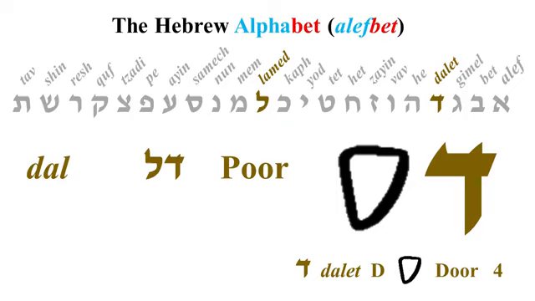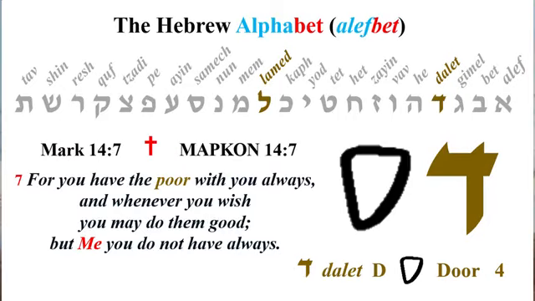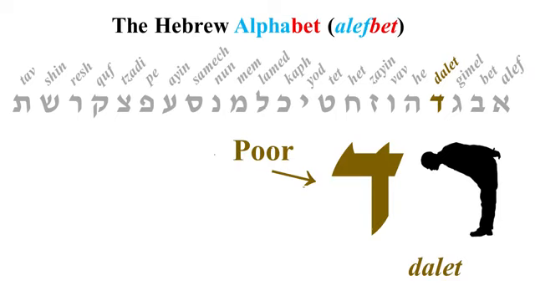Very nice. And while we're on the dalet here, the word dal in Hebrew is poor. Okay, it's a dalet lamed. Mark 14:7 in the Brit Hadashah, New Testament says, for you have the poor with you always. Okay, there's the word poor. All right. And you can see that the dalet looks like a poor man. He's bent over. He has his hands sticking out the back. Remember, the dalet has that little piece that sticks out, perpendicular.